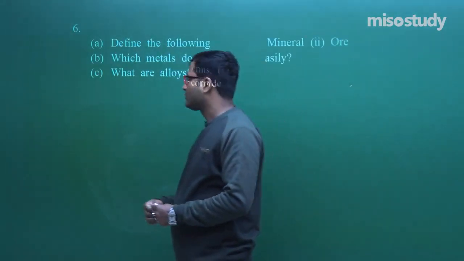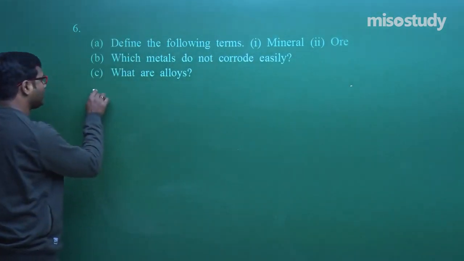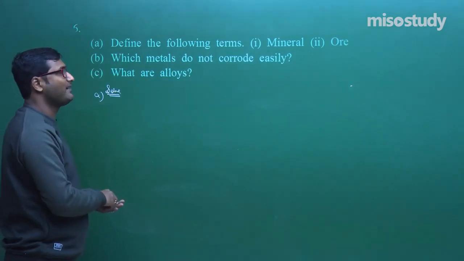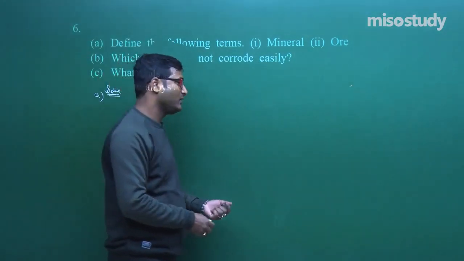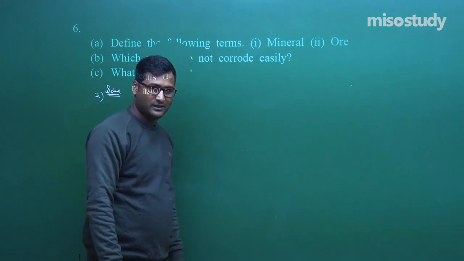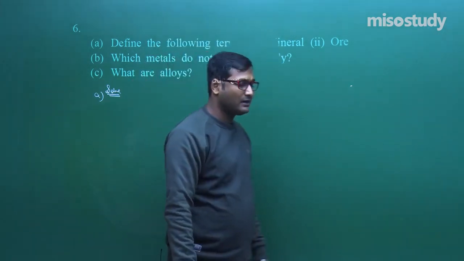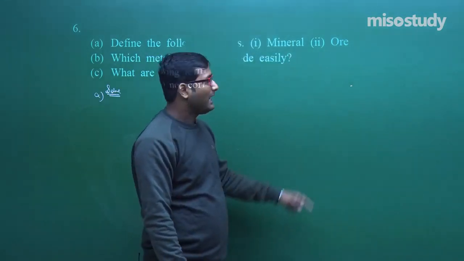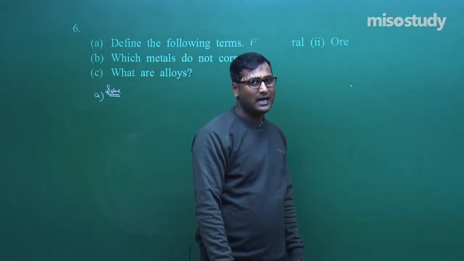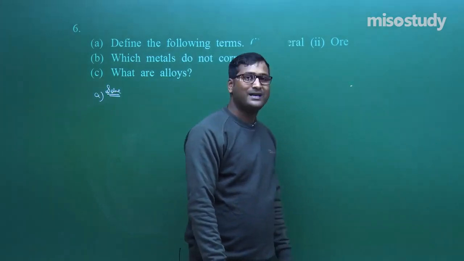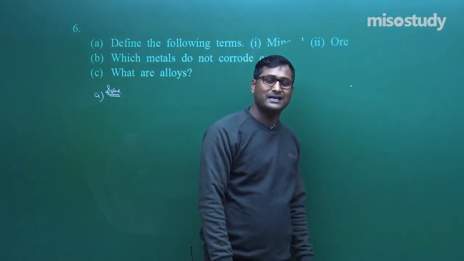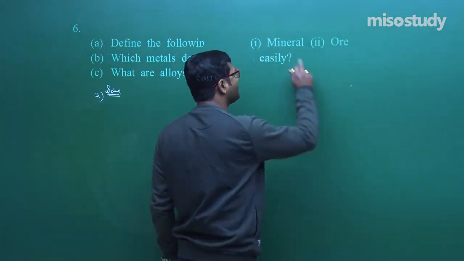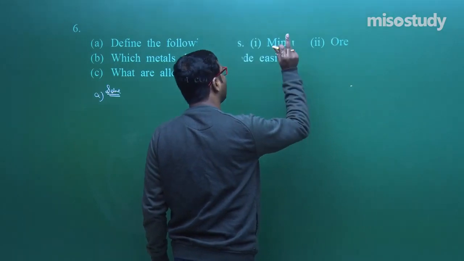Clear? Now question number 6. What is question number 6? A part, that is the solution. Define the following terms: mineral and ore. I know it very well. As we know, metal exists in combined state. That is, the combined form of metal which exists in the earth crust or the earth surface is known as mineral. And what are ores? That is the type of minerals from which we can easily extract metal in a profitable amount, are called ores. All minerals are not ores, but all ores are minerals.